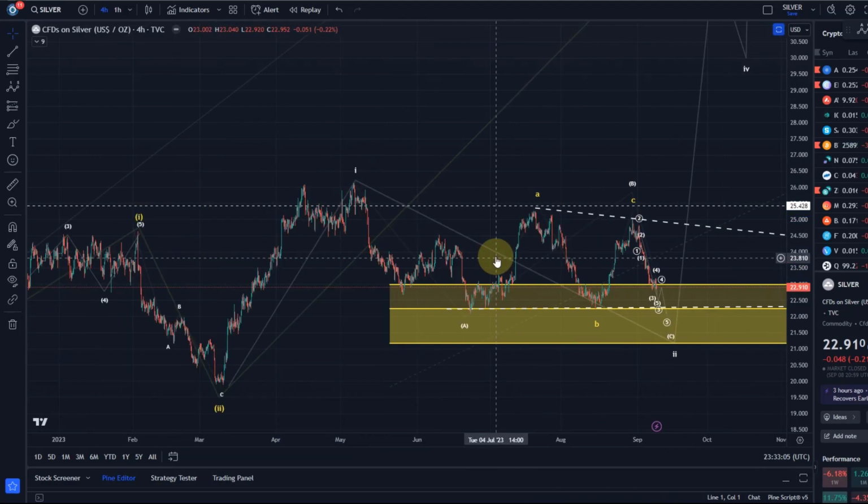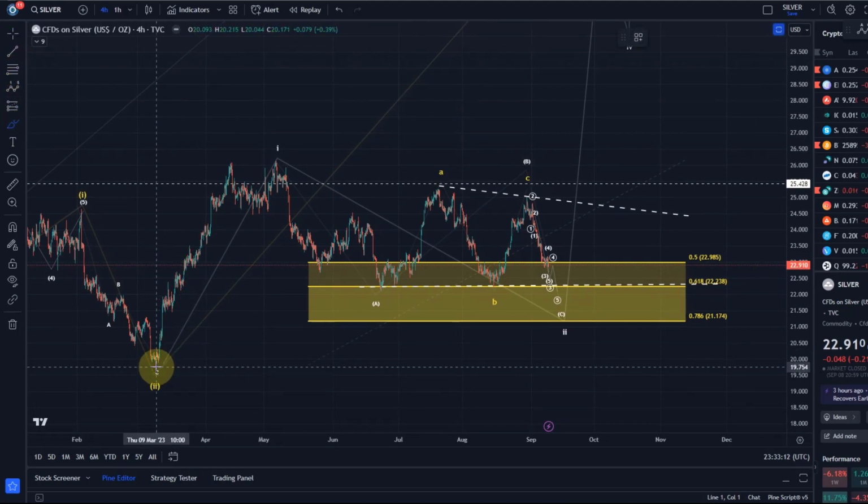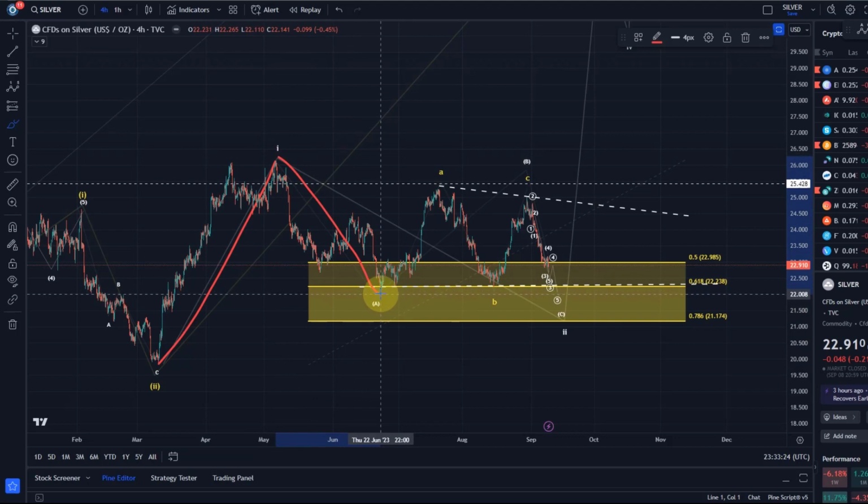Quick reminder, the perspective here is that silver rallied in a wave 1 here off the March low to the May high, a 5-wave move. And now we're correcting this move in a very complex correction. I am counting it as an A wave, which bottomed in June, a B wave, which topped in August, and now a C wave to the downside.